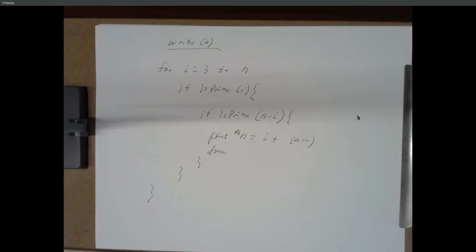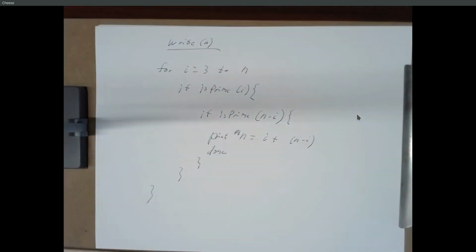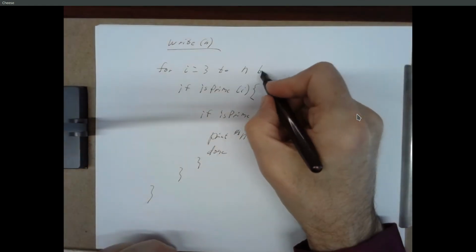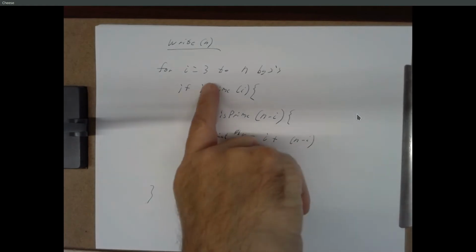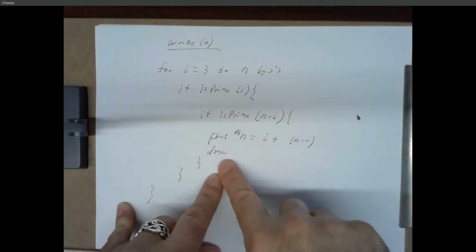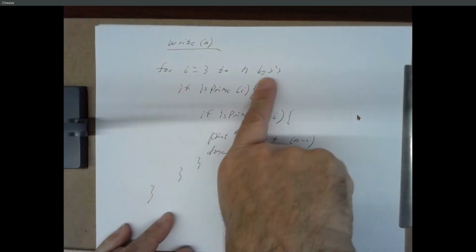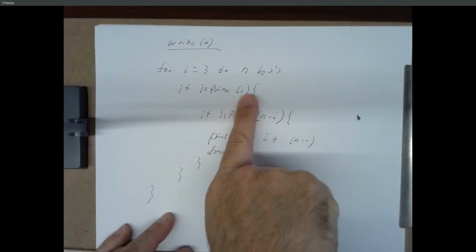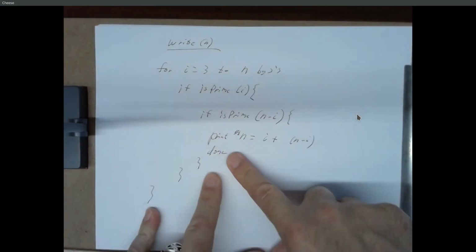If 3 is not prime, right, skip all of this and just try I equals 5. So let's go by 2's. Try 5. 5 is prime. If n minus 5 is not prime, we'll go back up. Try 7. If n minus 7 is not prime, we'll go back up and try 9. 9 is not prime, so we'll skip all of this. We'll go back up. We'll try 11.